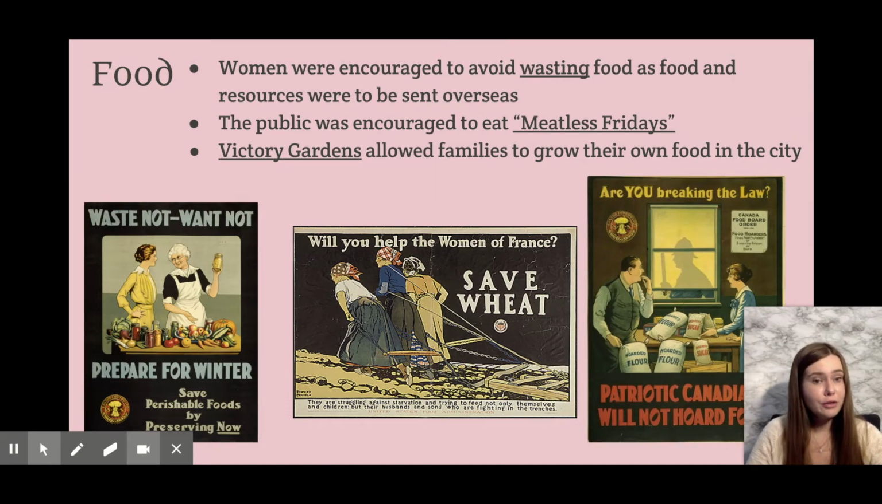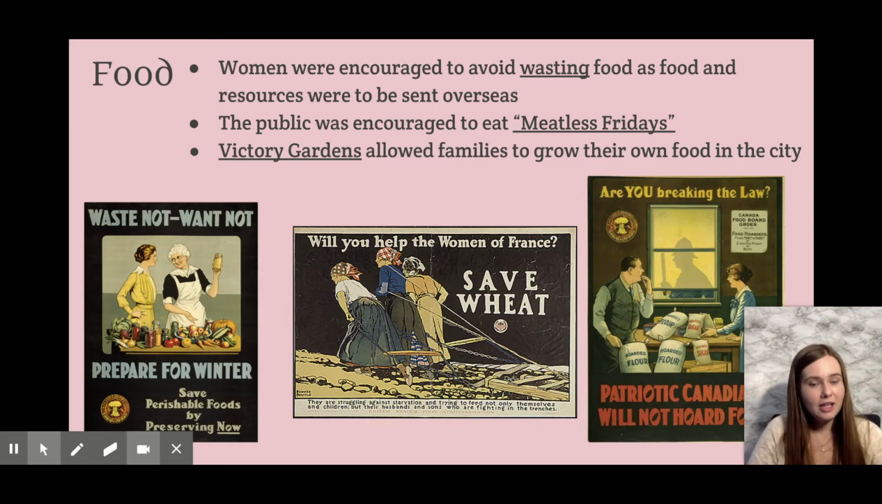They also started victory gardens. Victory gardens allowed families to grow their own food in the city. So in areas where you didn't have a farm or a plot of land to actually grow vegetables, in the cities they dedicated plots of land where you could go and do that for yourself and help sustain yourself throughout the winters and throughout the summers as well.